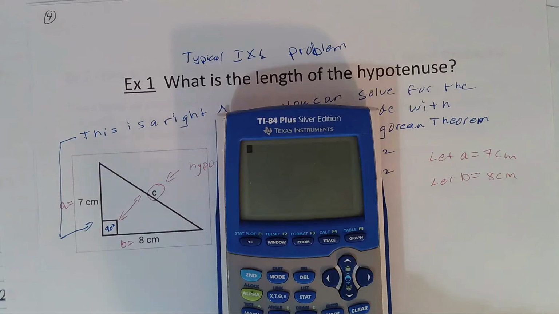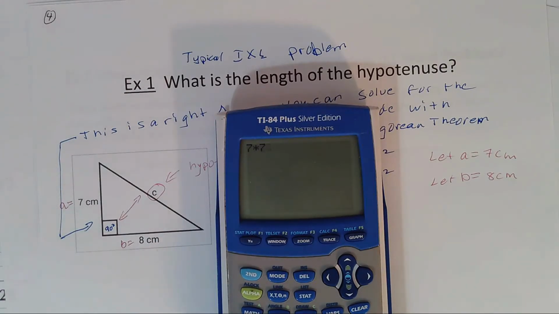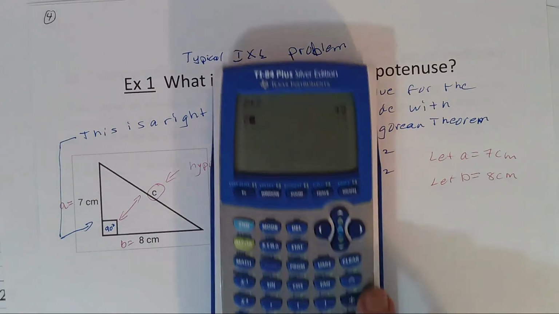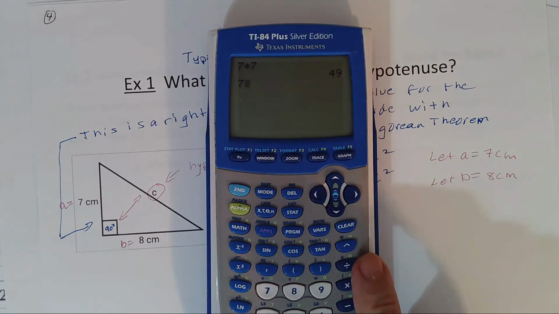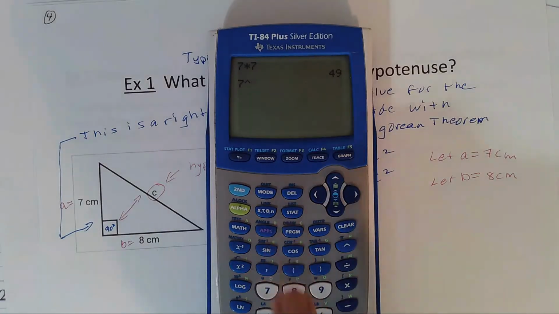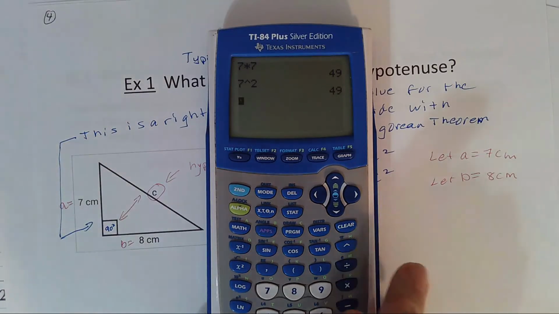I'm going to show it to you two ways. 7 times 7, I'm just multiplying, equals 49. Or I can use the setting here, 7, and then there's a caret. You see a button up here that looks like a little arrow? We call it a caret. You press that, and it creates a little caret there, and then you put a 2 for squared, and then you click enter, and you get 49. So that's the other way of doing it.